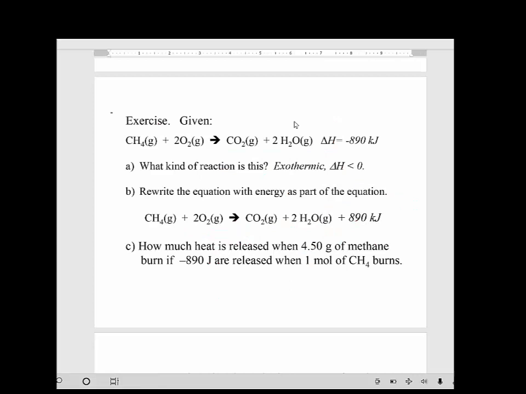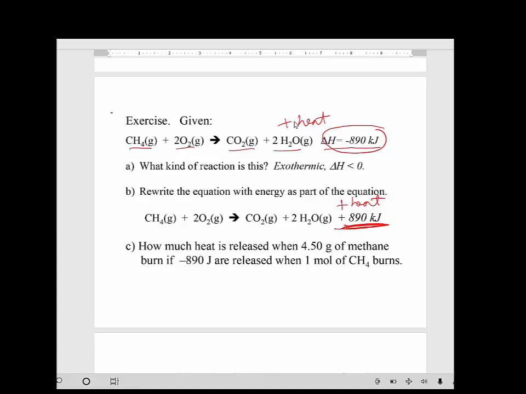Exercise. Given this reaction, CH4 plus 2O2 goes to CO2 plus 2H2O, and that delta H is minus 890 kilojoules. What kind of reaction is this? This would be an exothermic reaction because the delta H is a negative number. That means that the heat would be written on the product side, with energy as part of the equation, so heat must be a product. You can say plus 890 kilojoules of heat this way.